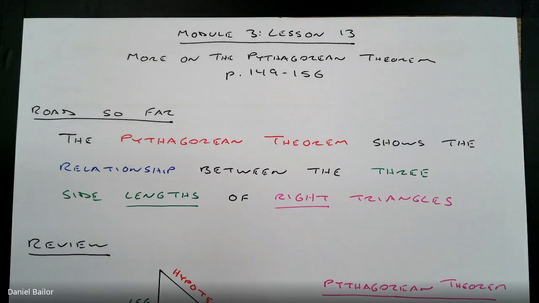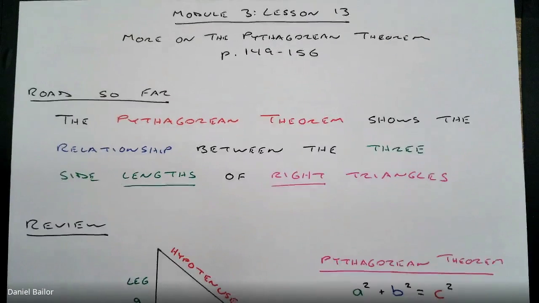So it does not work for isosceles. It does not work for scalene. It does not work for obtuse. It does not work for acute. It works for right triangles, always for right triangles. And it is connected to the side lengths. We did talk about this in module 2. Let's review a little bit of it right now.